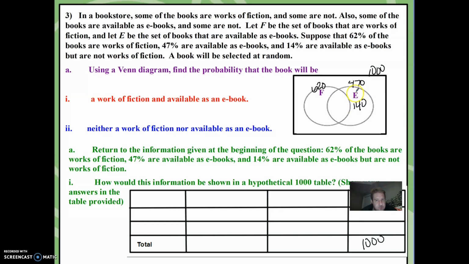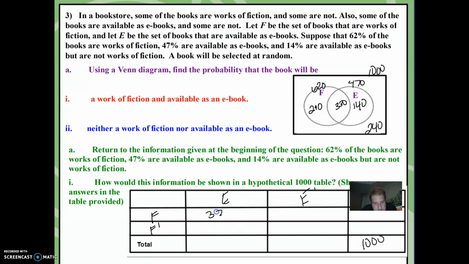Now I can figure out the rest. 470 minus 140 gives me 330. 620 minus 330 is 290. And then subtract from 1,000: 1,000 minus 290 minus 330 minus 140 leaves me with 240. All right, so we can make this ebooks and not ebooks, and F was fiction and not fiction. And we can fill in all of them.